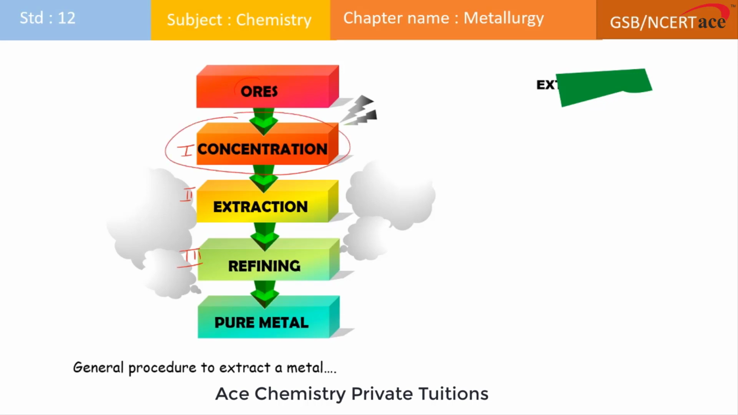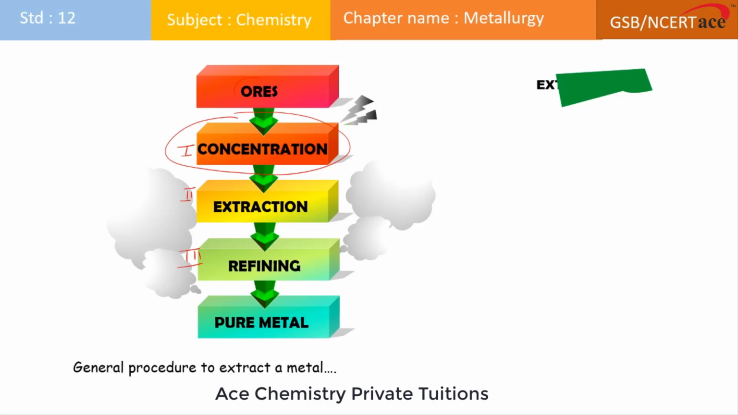Basically, student, concentration involved removal of earthy impurities, and these earthy impurities we had termed as what? Gangue. Since the gangue is of various types, removal of these gangue particles required different methods, and we had discussed these methods like gravity separation, which is applied for all types of ore, froth flotation for sulphide ore, leaching for aluminium, silver and gold, and also magnetic separation. So all these methods we carry out only to remove what? Gangue particles from the metal compounds.